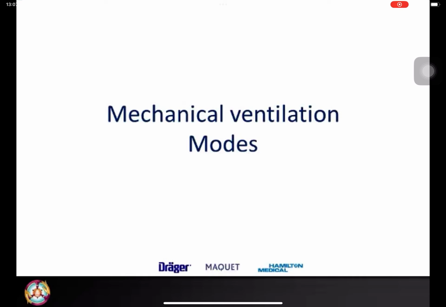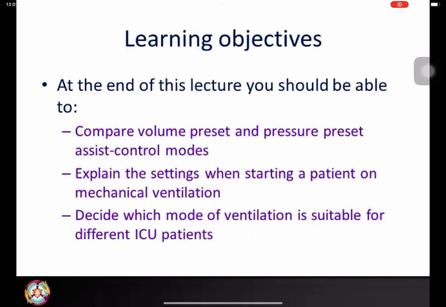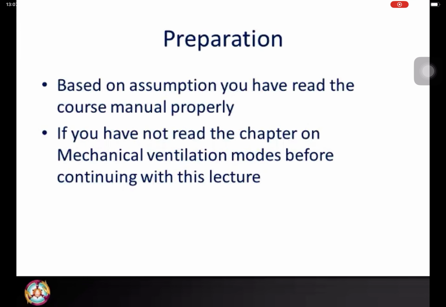Mechanical ventilation modes. By the end of this lecture, you should be able to compare volume preset and pressure preset assist control modes, explain the settings when starting a patient on mechanical ventilation, and decide which mode of ventilation is suitable for different ICU patients. The lecture assumes that you've already read the course manual properly. If you have not, you should read the chapter on mechanical ventilation modes before continuing with this interactive lecture.